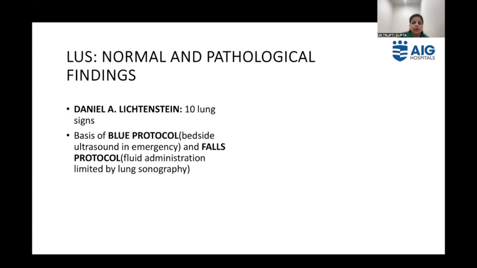So, what is the BLUE protocol? It is bedside lung ultrasound in emergency. Here, they have described various profiles on which we will rule out different diseases, which I'll be discussing later. And the FALLS protocol is fluid administration limited by lung ultrasonography. Here, the lung signs are used as clinical markers for the volume status of the patient, and then we can rule out the causes of shock also.